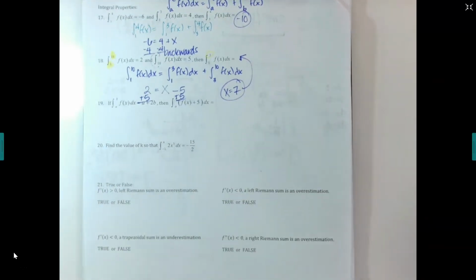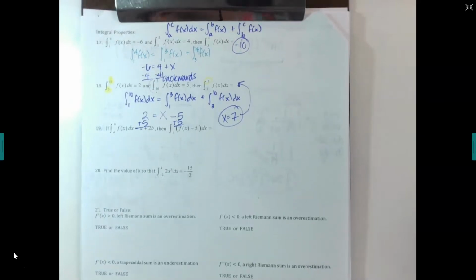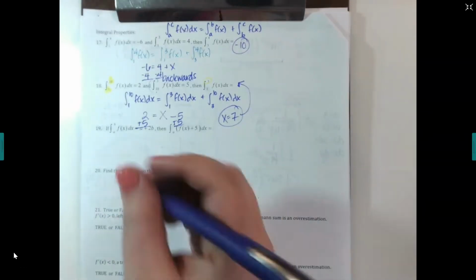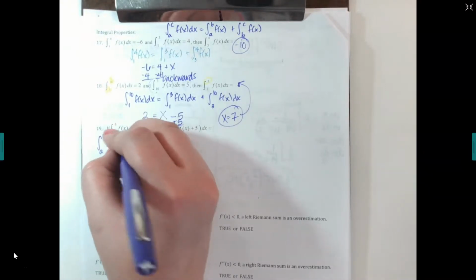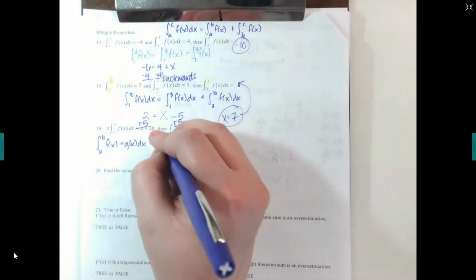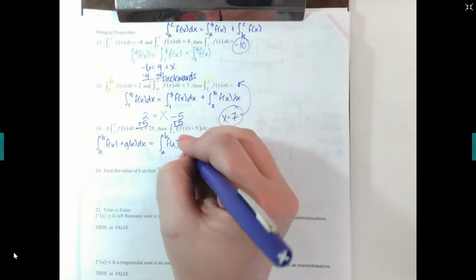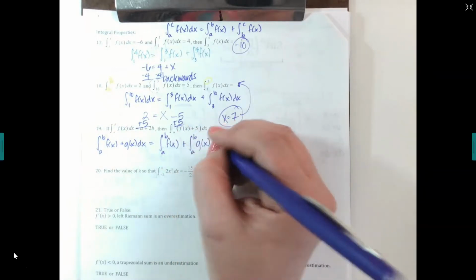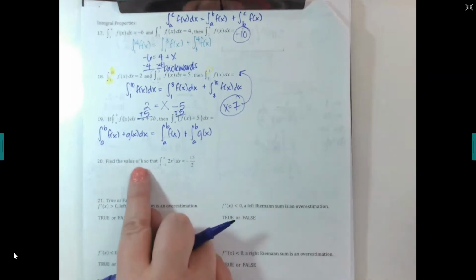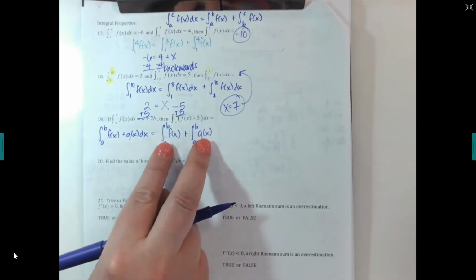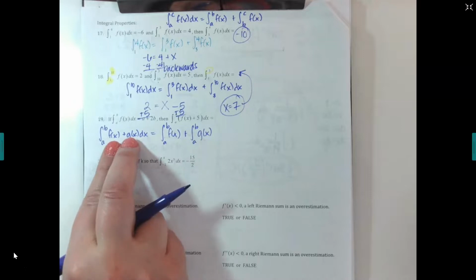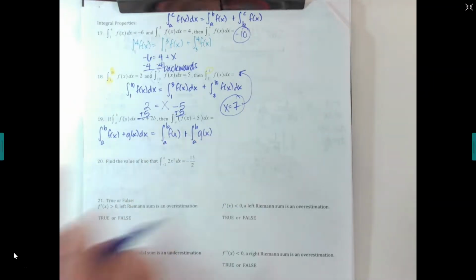Okay. 19? Okay, and then we'll turn to the next page. Number 19 is not really hard, but you do have to kind of think about it. Here's the property that you're using. If I have the integral from a to b of f of x plus g of x, that is the same as the integral from a to b of f of x plus the integral from a to b of g of x. Okay, do you remember that? If I have integrals that are added separately, I can combine them. Or if they're combined, I'm allowed to separate them. That's the rule that you're using.